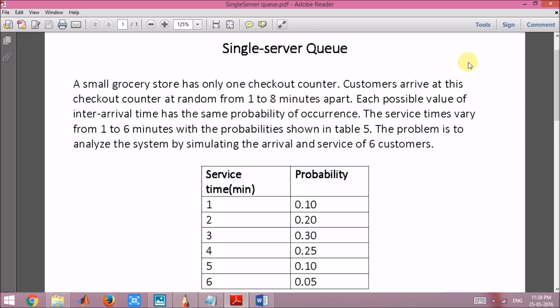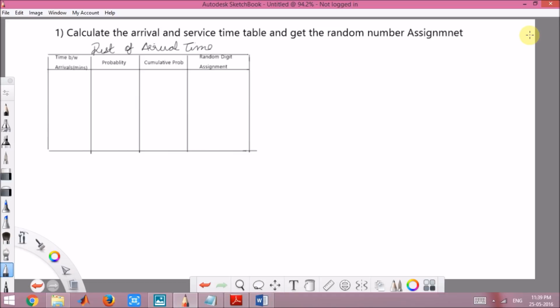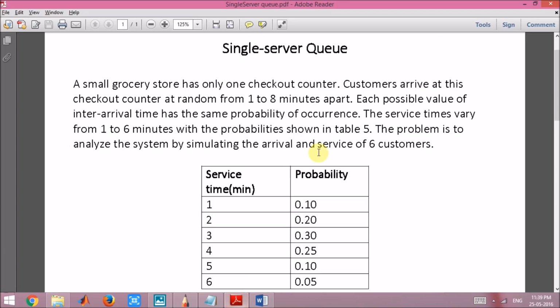So we know that the arrival time lasts from 1 to 8 minutes. So the thing that we have to write is 1, 2, 3, 4, 5, 6, 7 and 8. So the probability of this occurring, that means time between arrivals is 1, 2 or 3, is the same, because like I said in the problem, it also states each possible value of interval arrival time has the same probability of occurrence, right?